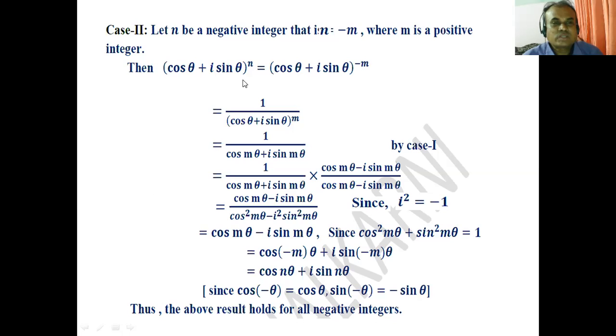Now we started from the statement of De Moivre's theorem. From the LHS, we get the result of the RHS. Hence this shows that the theorem is valid for all negative integers. This is case 2.